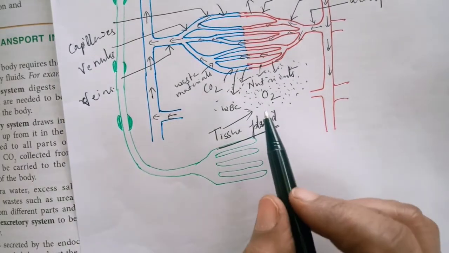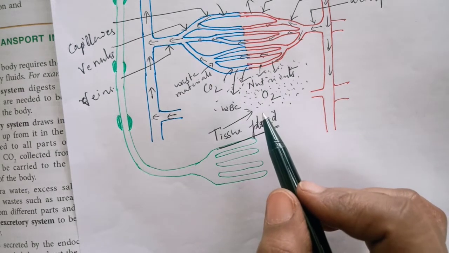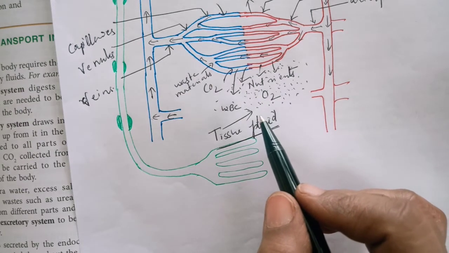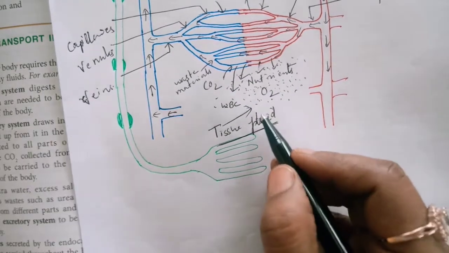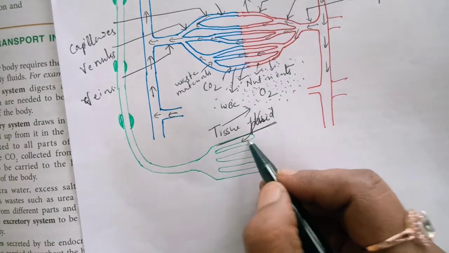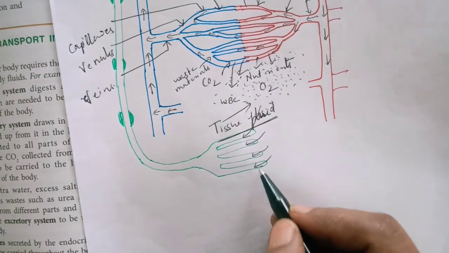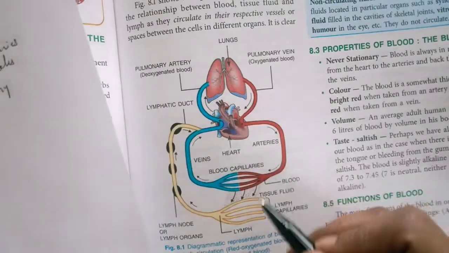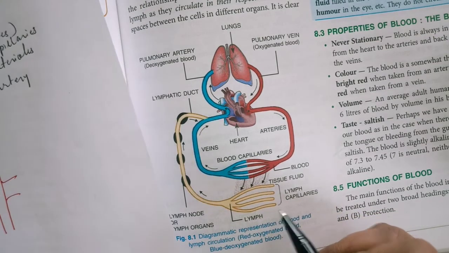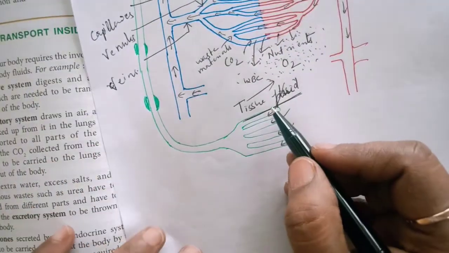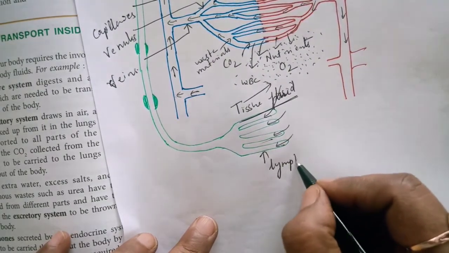Because drainage has to take place, otherwise the fluid will accumulate between the cells, in the space of the cells, and this will lead to swelling in that part. So drainage has to take place. From here, the liquid part along with the white blood cells enters these lymph vessels. You can see in this figure, students, that the liquid part is entering the lymph capillaries. So the liquid part along with the WBCs enters these lymph capillaries.